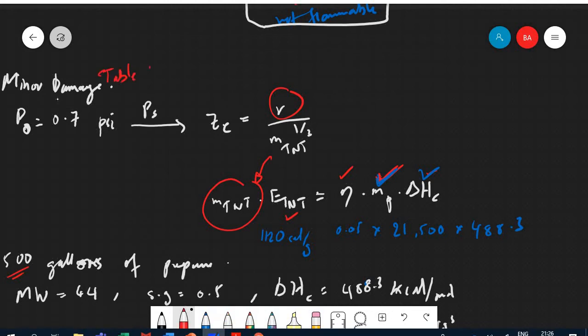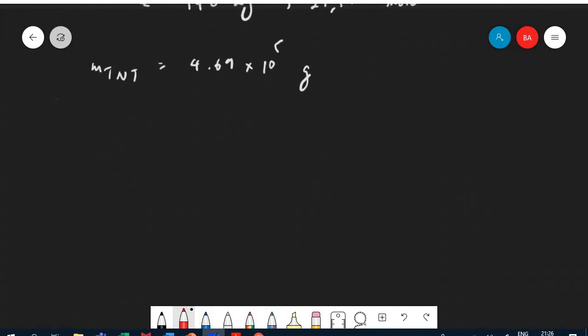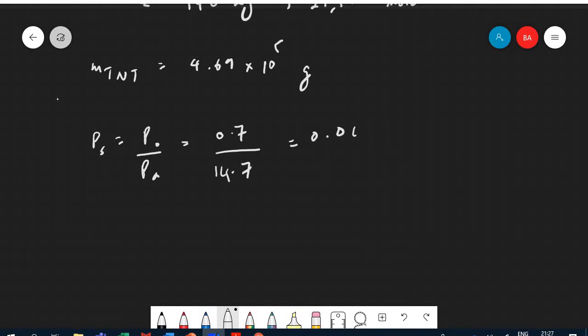Well, we don't have any damage to our house. Okay, so going down there, we just need to calculate now the pressure values. So the pressure values, we already have that: this equation PS is equal to P naught over the ambient pressure, and we said that it is 0.7 psi and the ambient will be 14.7 psi, which is equal to 0.0476.